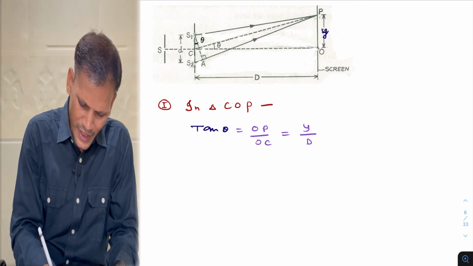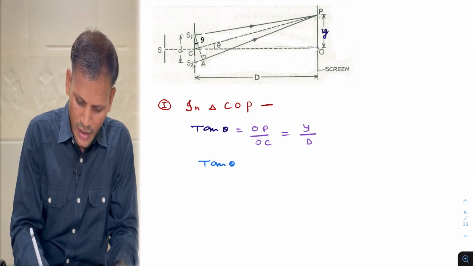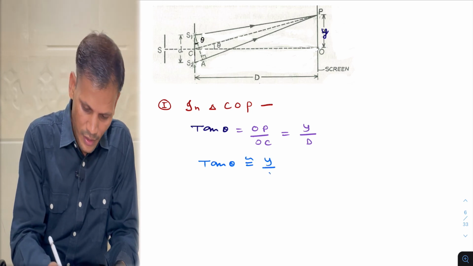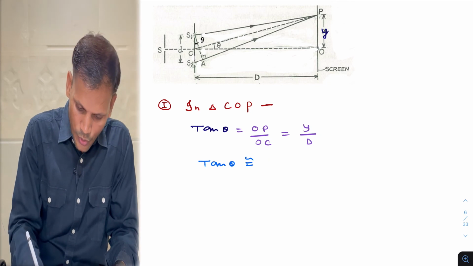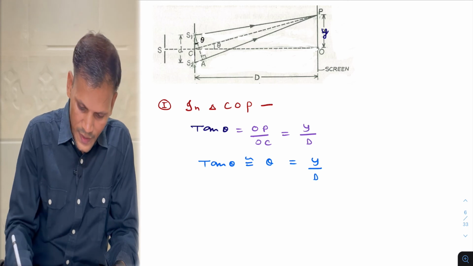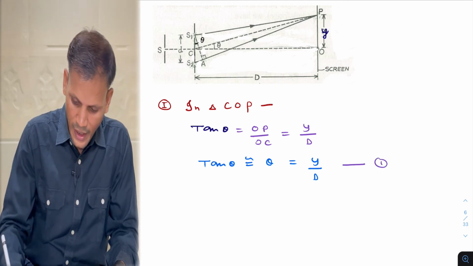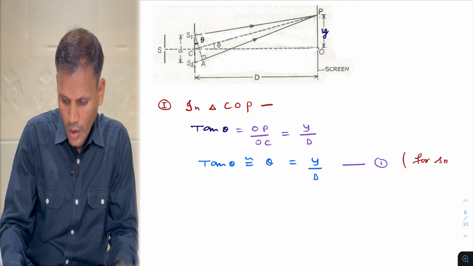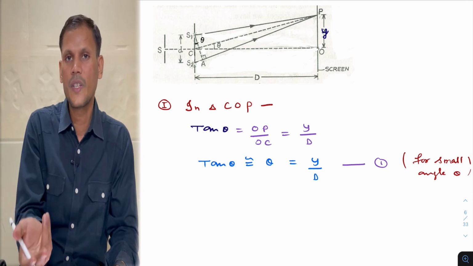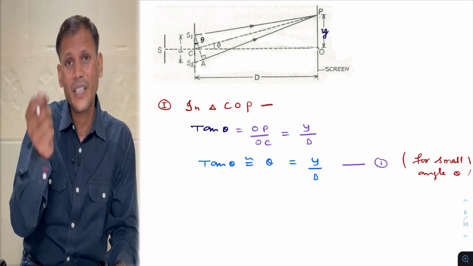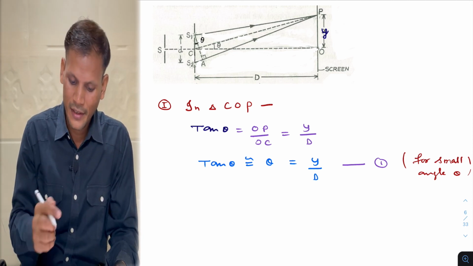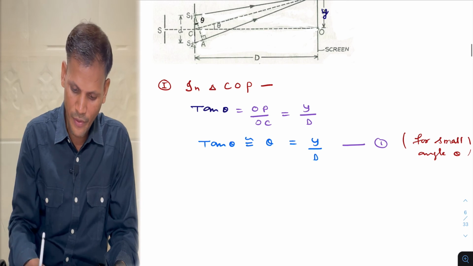So this we will take as one of the equations. Tan theta is close to theta, it is y by D. I will write this as equation 1, and here I will write for small angle theta, because we know sin 0 is 0, tan 0 is also 0. If theta is very small, tan theta can be considered as theta only. This is equation 1.